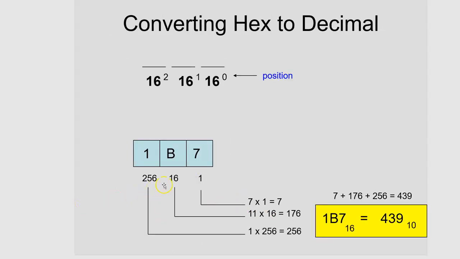So when I do my multiplication, B is really, in your mind, 11. So here I have 11 times 16, which is 176. And then in my unit column, I have 7 times 1, which is 7. If I add those up, what I'll get is 439. So 1B7 base 16 is 439 base 10. In our world, this is what it is.